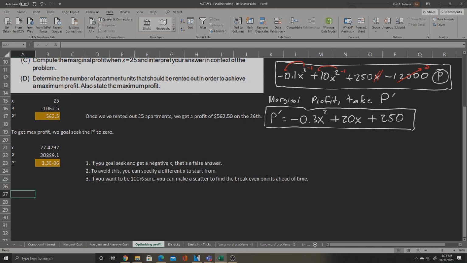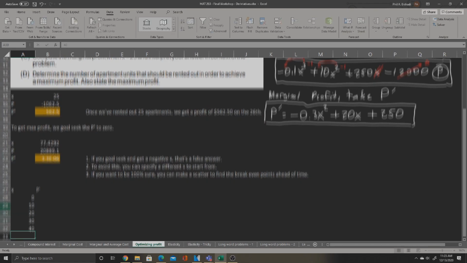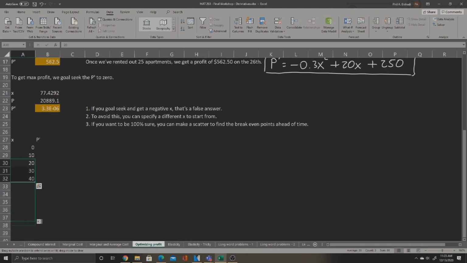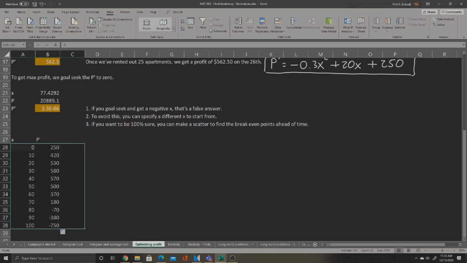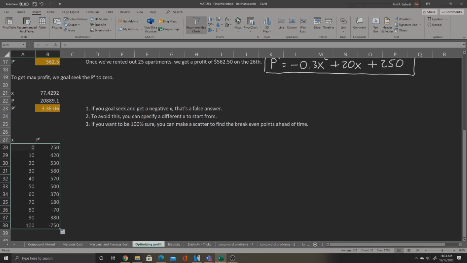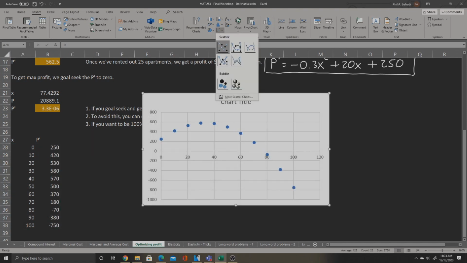So I'll demonstrate this very quickly. We can make a graph for x and P prime, starting from 0 and going to 100. We'll black cross it till we get 100. And then for P prime, we enter our P prime function, negative 0.3 times x squared plus 20 times x plus 250. And then black cross that. And we can make a scatter by going Insert, Scatter. Option 1 is fine.